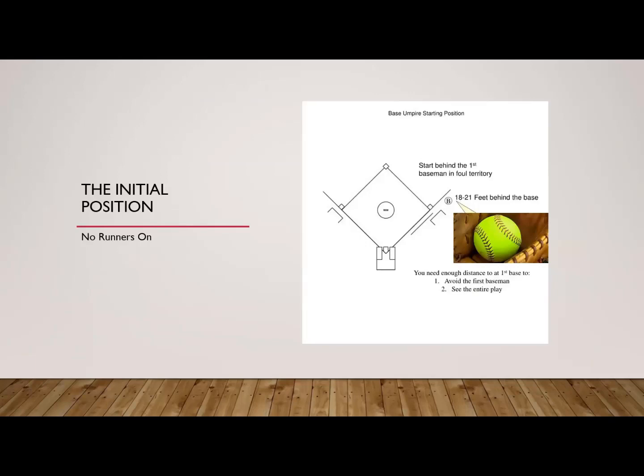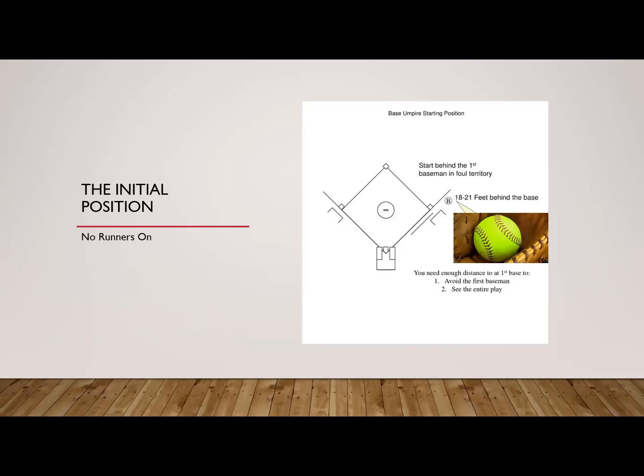All righty. A lot of this is pretty basic information, but it's something that we need to talk about. So Linda, talk about the initial positions with no runners on. All right, with no runners on, usually you are behind first base in the A position, roughly between 18 to 20 feet behind the base. With no runners on, you're usually walking the line.